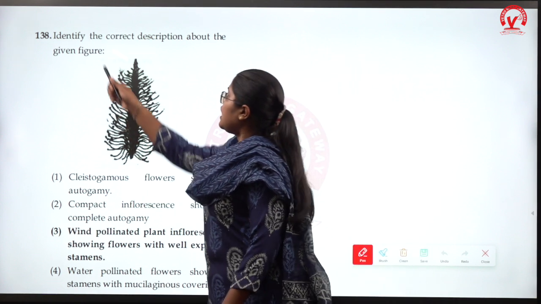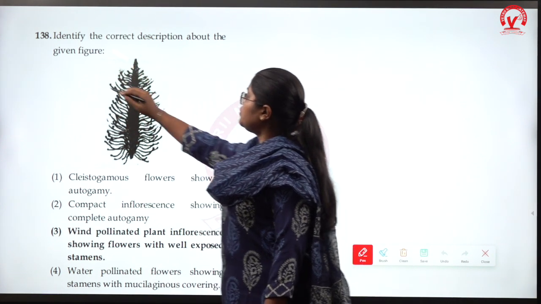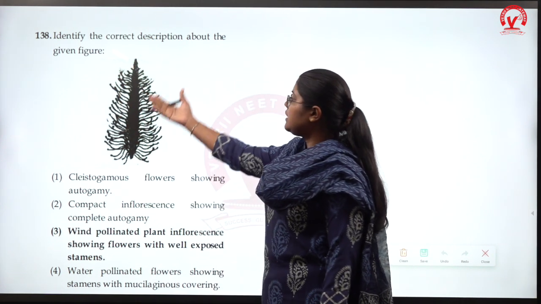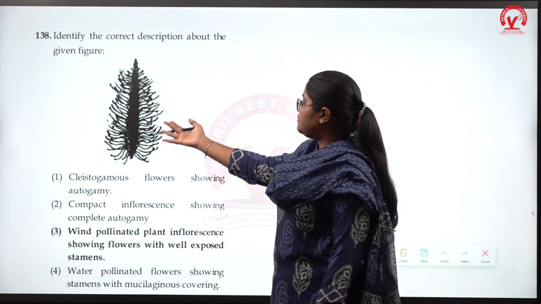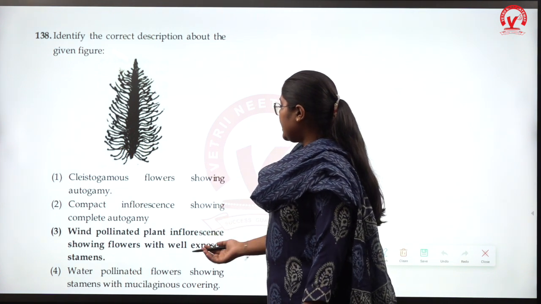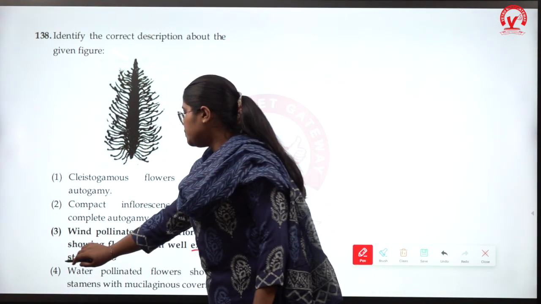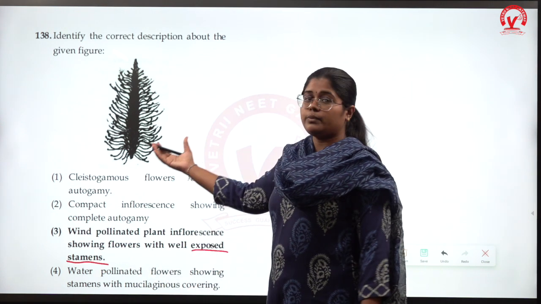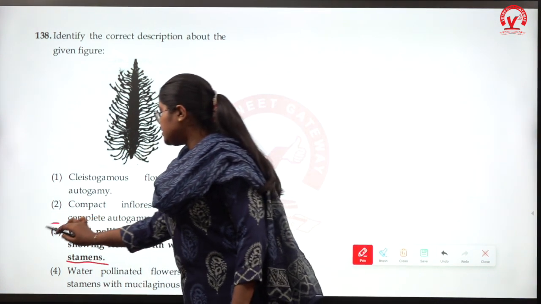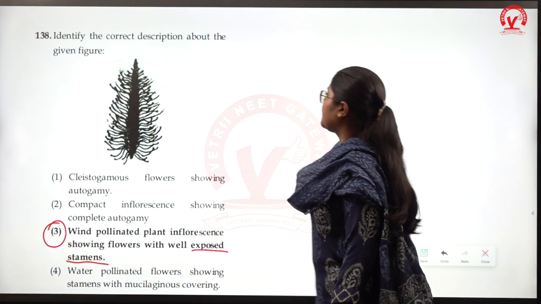Next question, identify the correct description about the given figure. So the inflorescence here has open or exposed stamens. So an inflorescence with exposed stamens will undergo wind pollination. So third option will be correct.